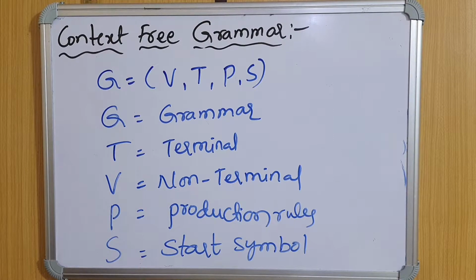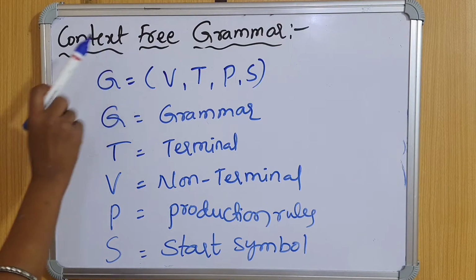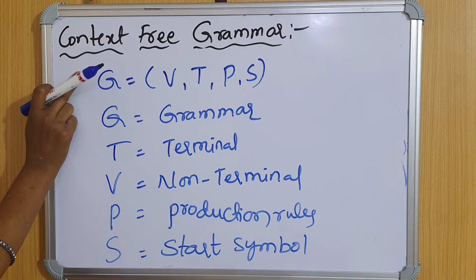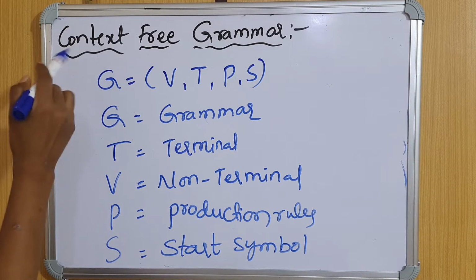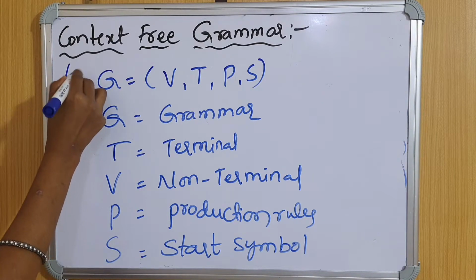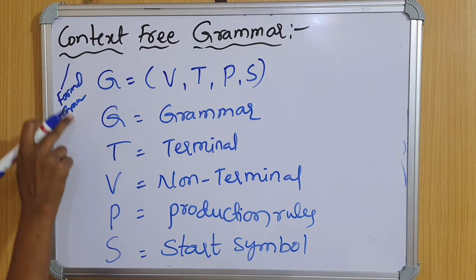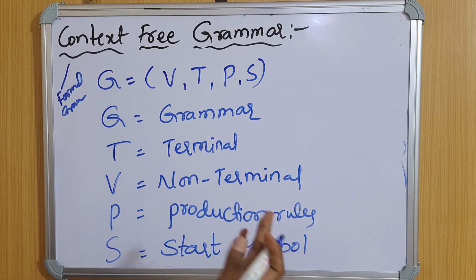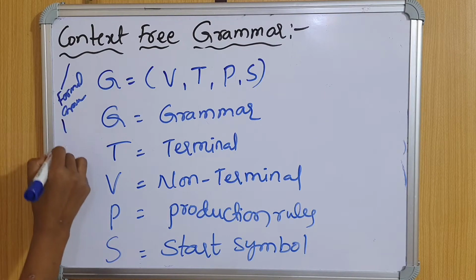Hi friends, coming to the second unit, the next topic is context free grammar. That is, what is context free grammar? Context free grammar is a formal grammar which is used to generate all possible patterns of strings in a given formal language.